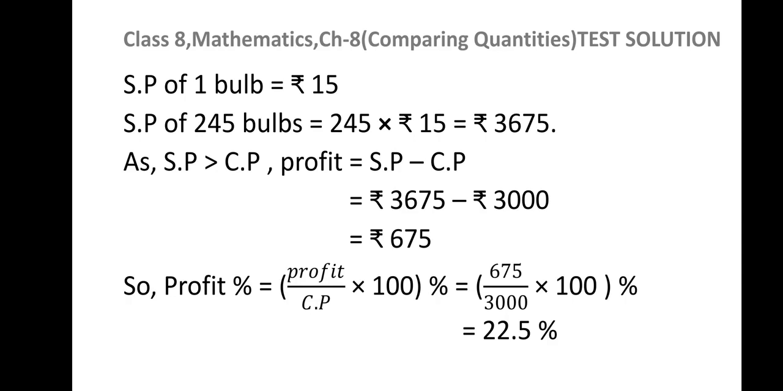So first of all, dear children, what we have done in this question, we have first calculated the cost price of 250 bulbs, and then we have calculated the selling price of 245 bulbs because 5 bulbs were fused and had to be thrown away. Then we compared SP and CP. As in this question SP is greater than CP, it will be a case of profit. So we have calculated the profit and then profit percentage.